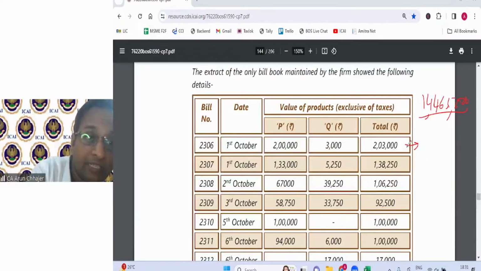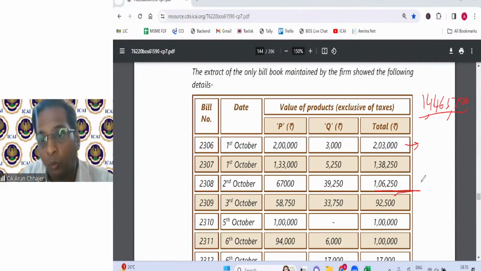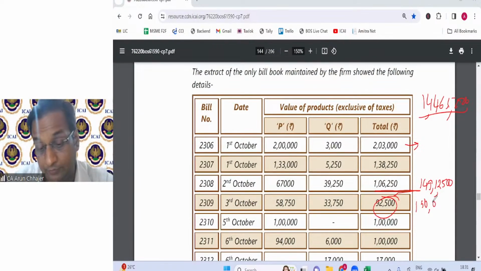यहां तक मेरा टर्नओवर कितना होगा? एक बार मैं आप लोगों के लिए लिख देता हूं. यहां तक मेरा टर्नओवर हो गया 1 crore 49 lakh 12,500. And if I add 92,500, so 1 crore 50 lakh 5,000.